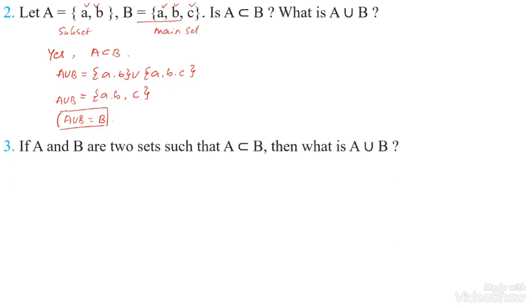Next, third question. If A and B are 2 sets such that A is a subset of B, then what is A union B? That is, A union B should be set B only because it is the main set. From the main set, I have taken the A only. According to the above definition, A union B is equal to set B only. Okay. If A and B are 2 sets such that A is a subset of B, it means A union B should be the greater set or main set.